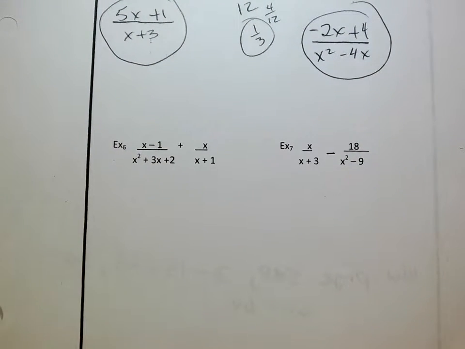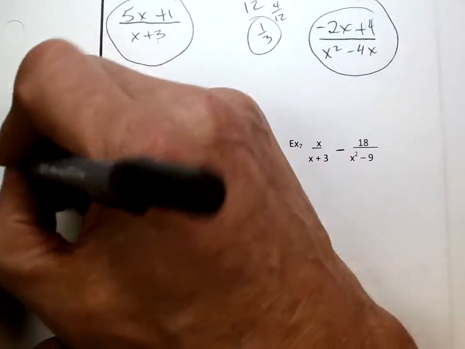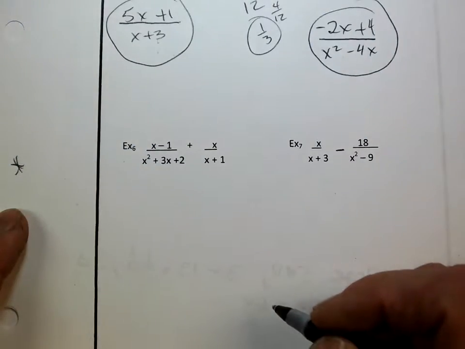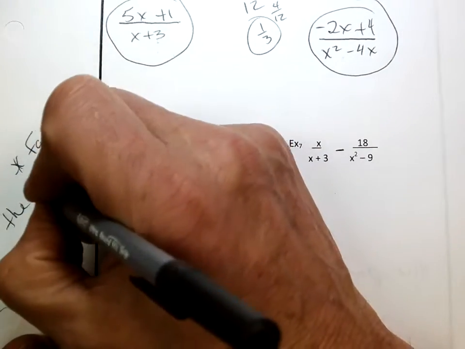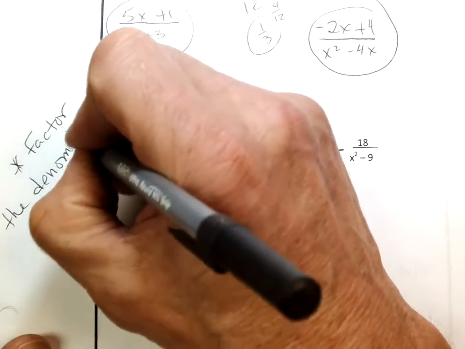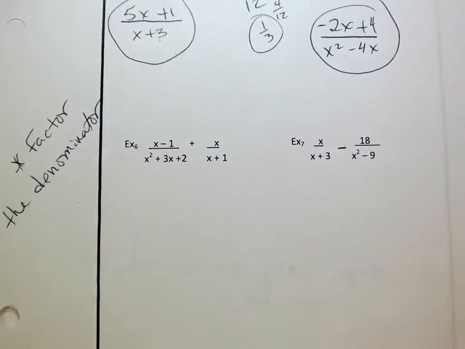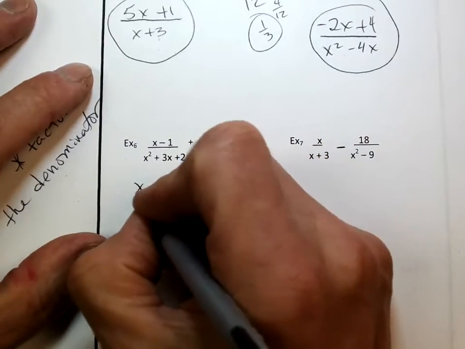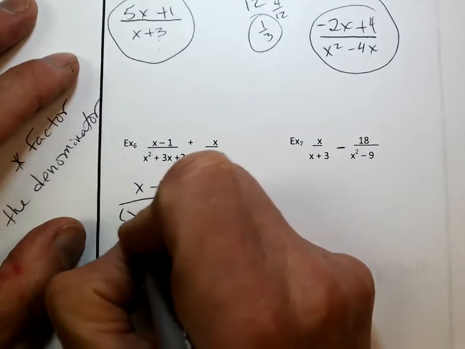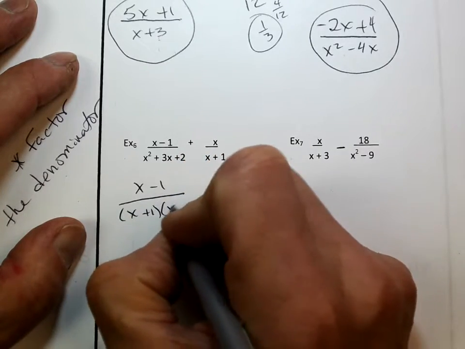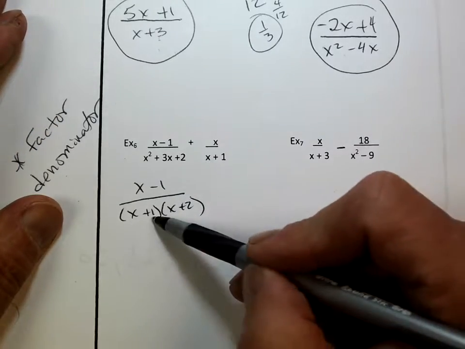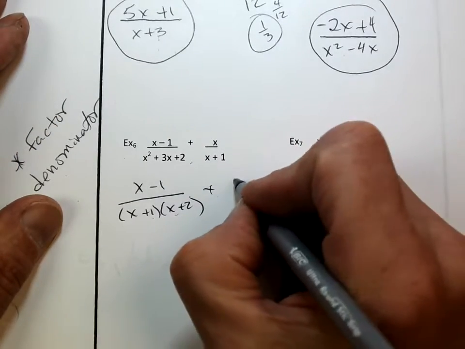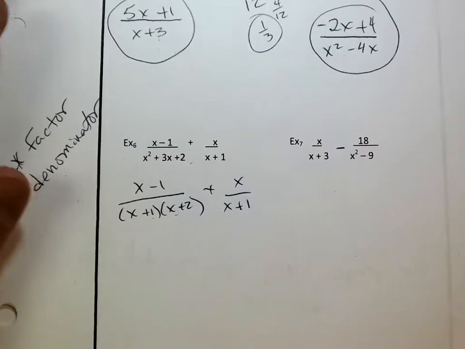Now, example 6 is a little bit different. Okay, let's make ourselves a little side note. First step we always do, if we can, is we factor the denominator. Always. So if we can factor the denominator, then it's going to make it a little bit easier to find my common denominator. So let me rewrite this. I'm going to have an x minus 1 over an x plus 1 and an x plus 2. All right? Okay, so I just factored my trinomial, x plus 1, x plus 2, okay? Plus x over my x plus 1, okay?